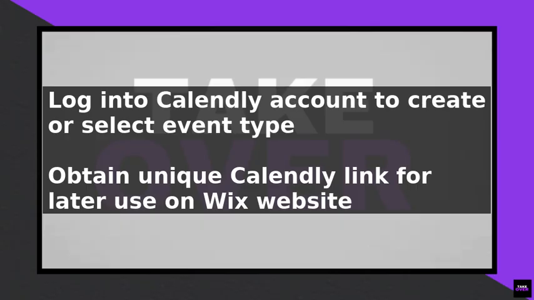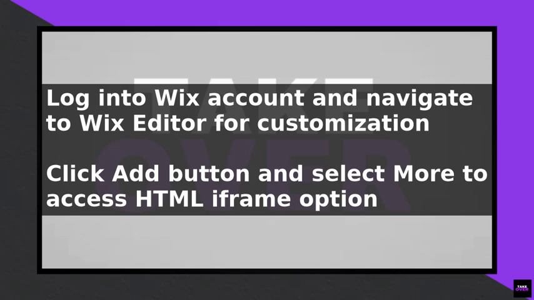Next, log into your Wix account and navigate to the Wix editor, where you can edit and customize your website. Click on the Add button on the top bar and select More from the drop-down menu. In the search bar, type HTML and click on the HTML iframe option. This will allow you to embed external content, including your Calendly link, into your Wix website.